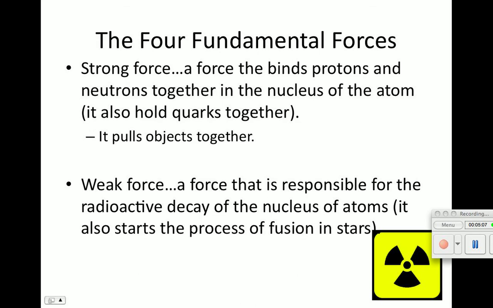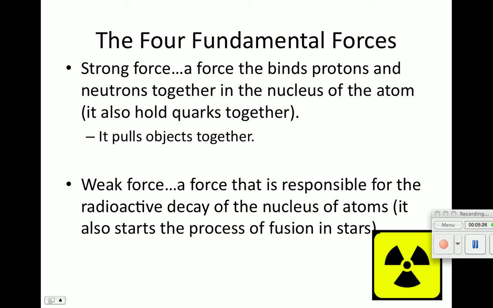All right, there are also 4 fundamental forces in the universe, and we've kind of been alluding to these all semester, but now that we're talking about forces, I wanted to bring up in writing what they are. So we've dealt with 3 of the 4 fundamental forces up to this point.